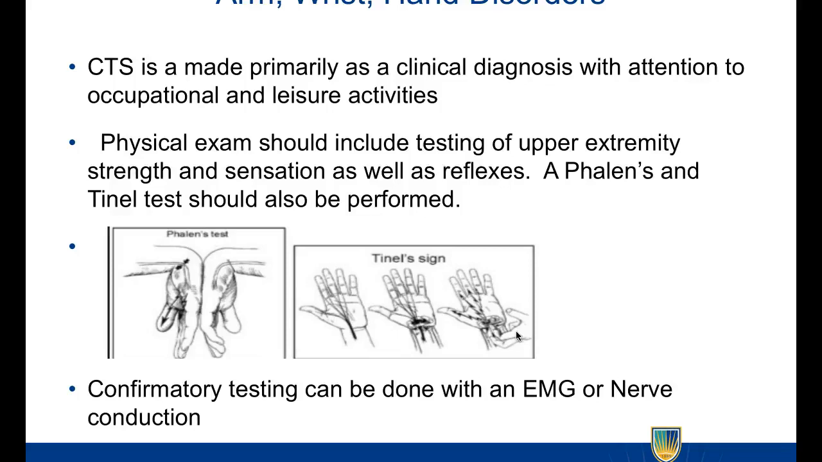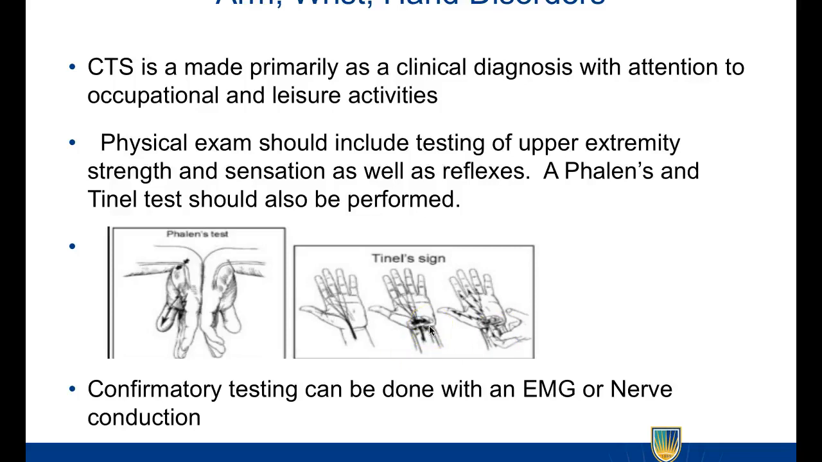The Phalen maneuver or wrist flexion test involves having the patient press the backs of their hands and fingers together with their wrist flexed as far as possible, ideally 90 degrees. The test is positive if tingling or numbness occurs in the affected fingers within 2 to 3 minutes. It may not happen immediately.